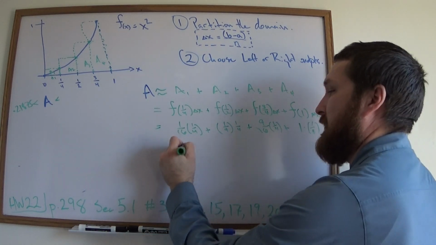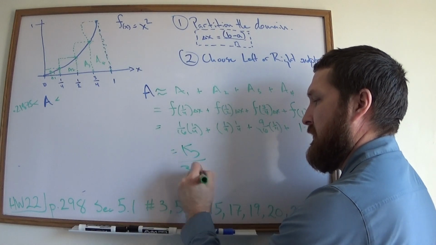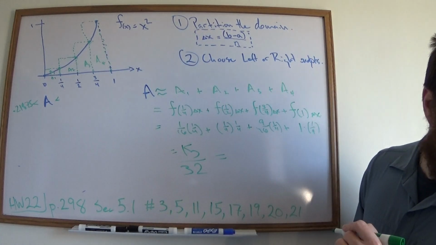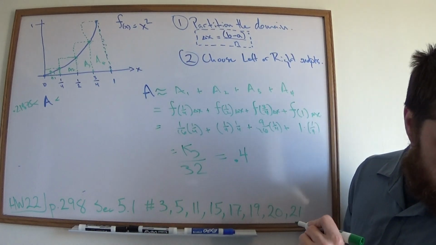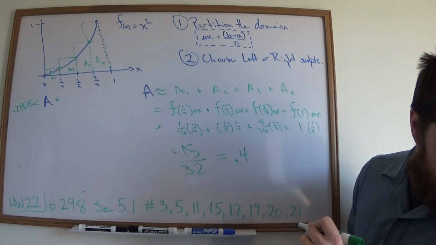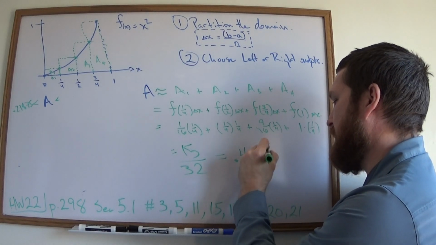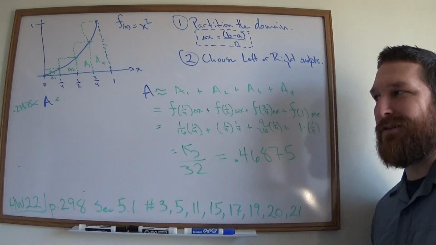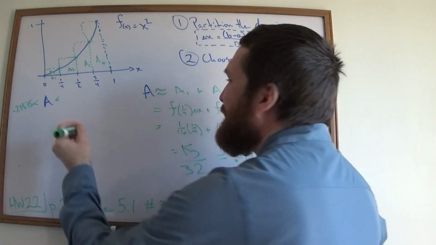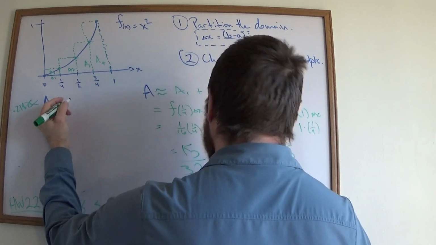15/32, which is 0.4875. Like average something? Well, you could, but there's a better way. There's a much better way, because watch this.